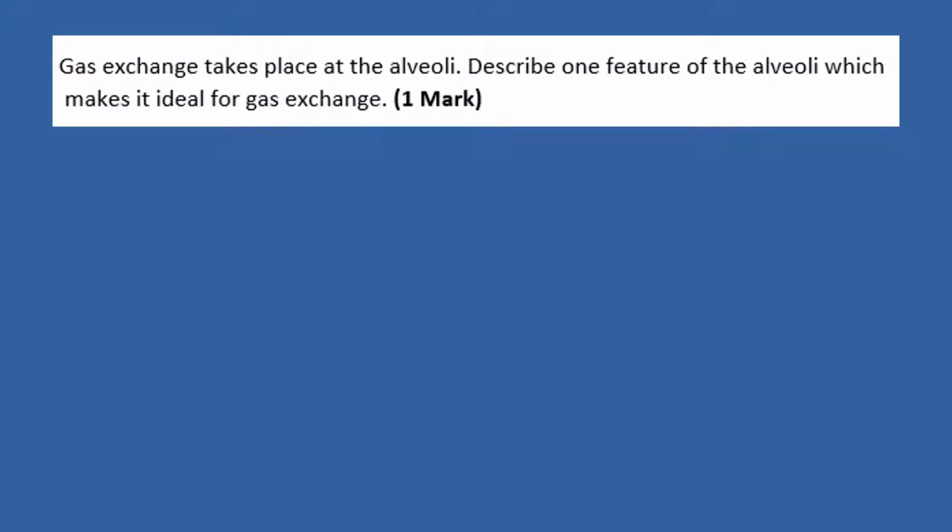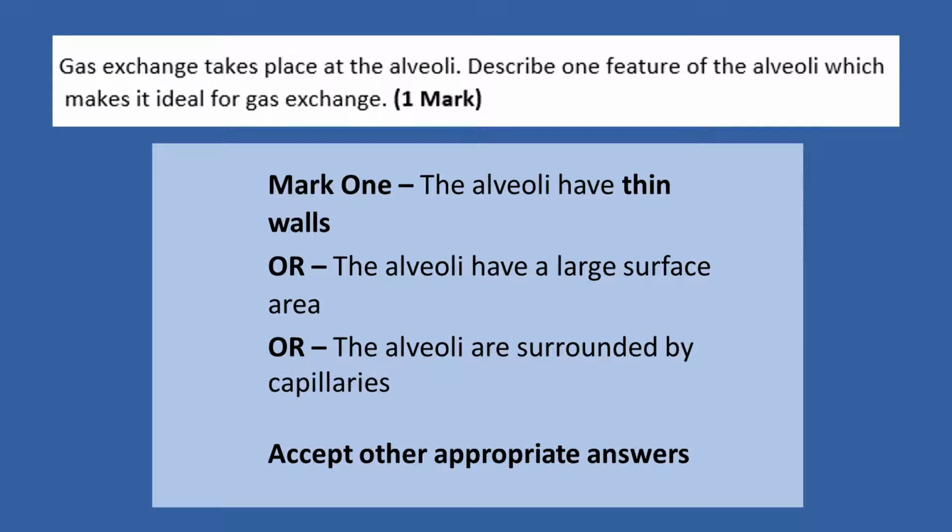This question: gas exchange takes place at the alveoli. Describe one feature of the alveoli which makes it ideal for gas exchange. So we've got a few choices here. First one, we might say the alveoli have thin walls, or you might say they're one cell thick.